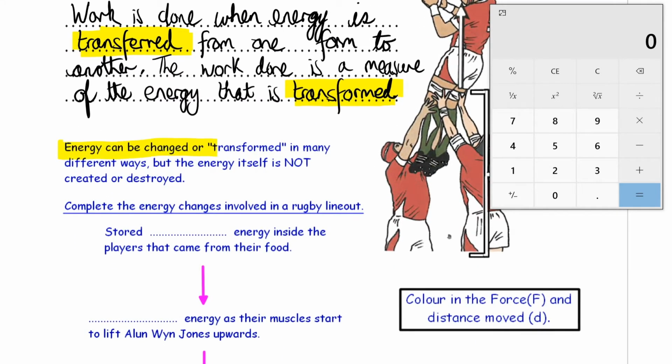Energy can be changed or transformed in many different ways, but the energy itself cannot be created or destroyed. Those are the two key words: cannot be created or destroyed. There's a finite amount of energy in the universe, so we can't create any more, we can't get rid of it. What we're simply doing is transferring from one form to another.